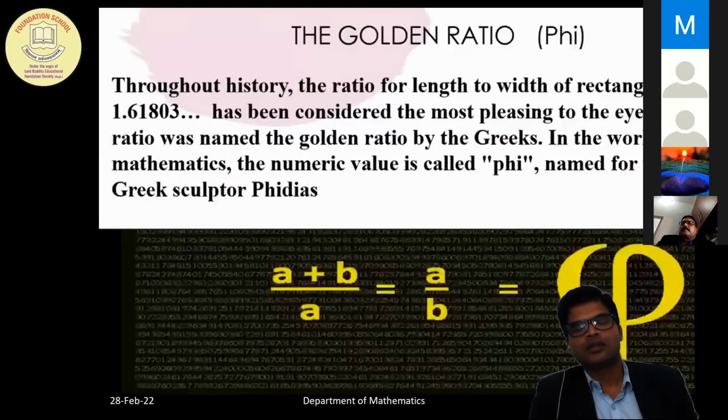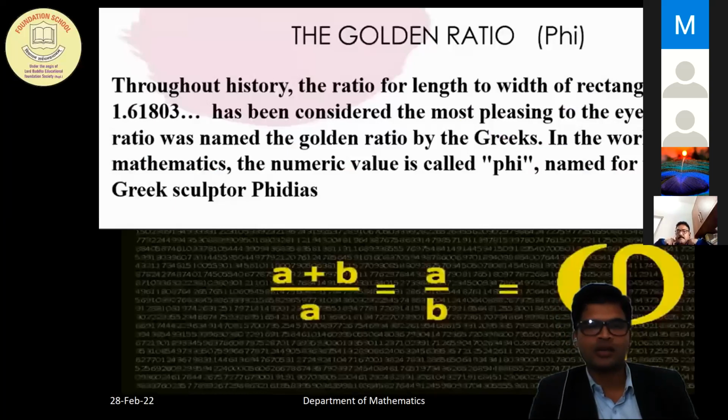There is another irrational number, which we can call the golden ratio, that is phi. What is phi? Phi is the ratio of the length of the two sides of a rectangle to the larger side. As we can see in the figure, A plus B divided by A.